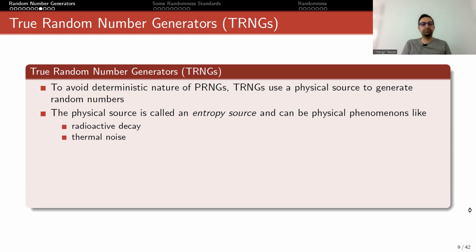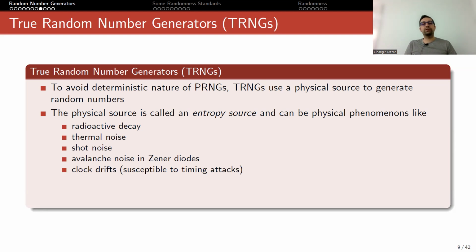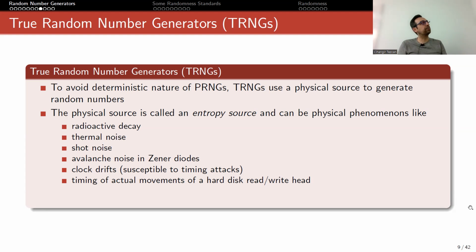Or you can use thermal noise, shot noise, avalanche noise in Zener diodes, clock drifts, or, if it can be guessed and is susceptible to timing attacks, the timing of actual movements of a hard disk read-write head. Of course, this is no longer possible if you're using an SSD, because you don't have that mechanical part that goes from one part of the hard drive to another, since the timing will be different. In SSDs, we access the data a lot faster. Or radio noise. As you can see, most of these are on a board. You can measure physical phenomena like the heat or the noise these electronic parts produce, okay? Since it is from a natural phenomenon, it works like an entropy source.